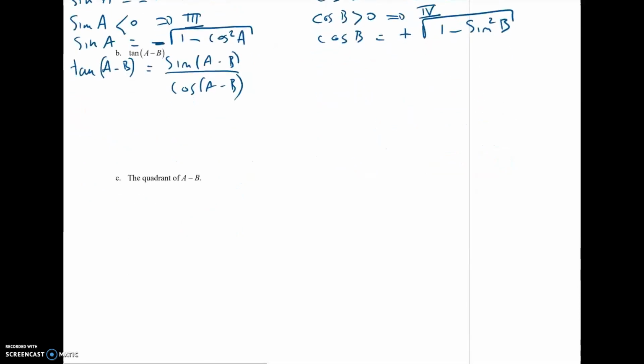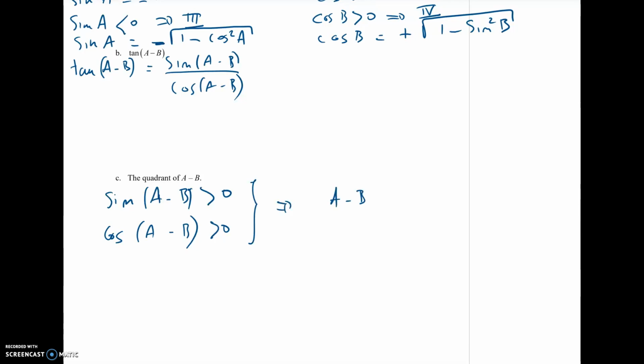Now, the quadrant of A − B. What is the quadrant of the angle A minus the angle B? Well, first of all, I know that the sine of A − B is greater than 0, and I know also that the cosine of A − B is greater than 0. What does that mean? It means that basically A − B is in quadrant 1.